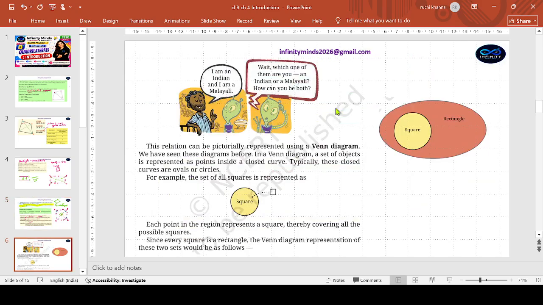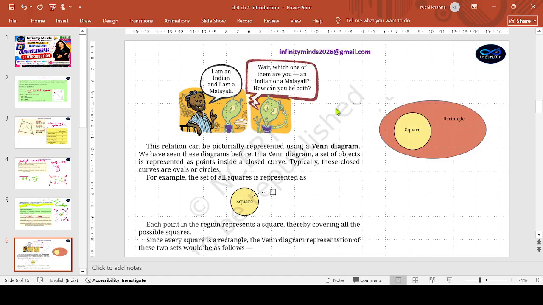Yes, this has been picked up straight from your Ganita Prakash. Let's read. I am an Indian, I am a Malayali. This is one of the cartoons discussed. Wait, which one of them are you? An Indian or a Malayali? How can you be both? Logically, a person is an Indian and is further telling the language they speak. The relation can be pictorially represented using a Venn diagram.